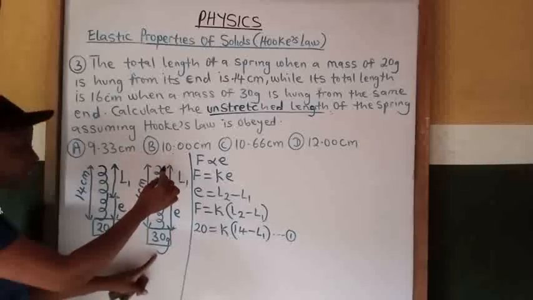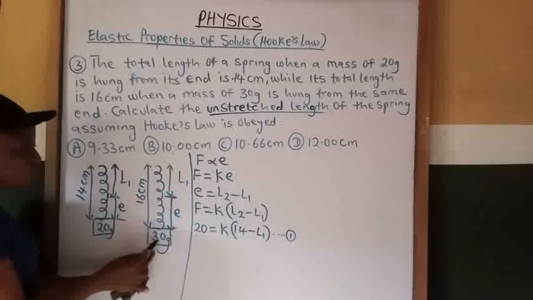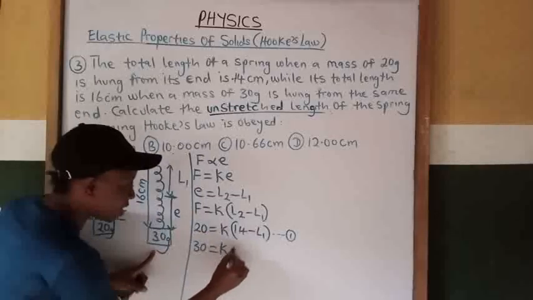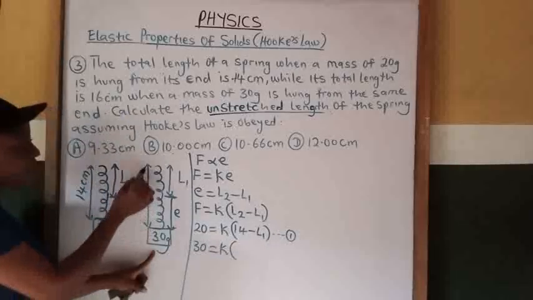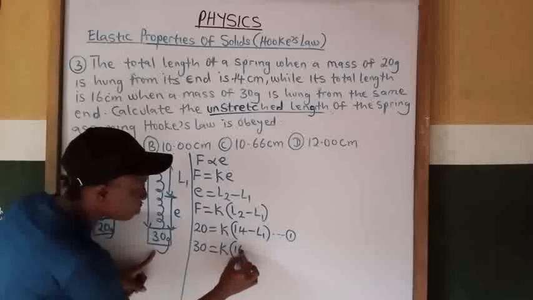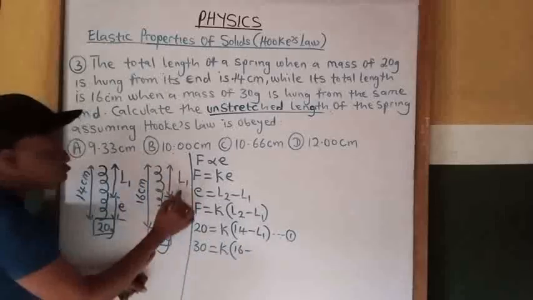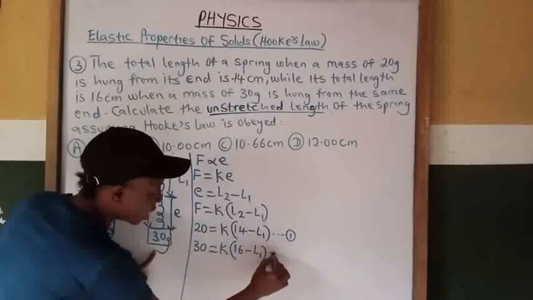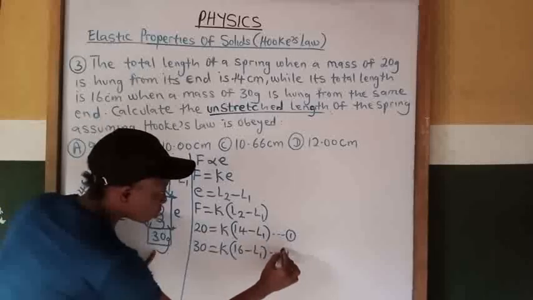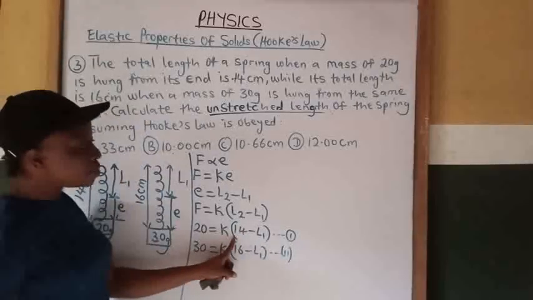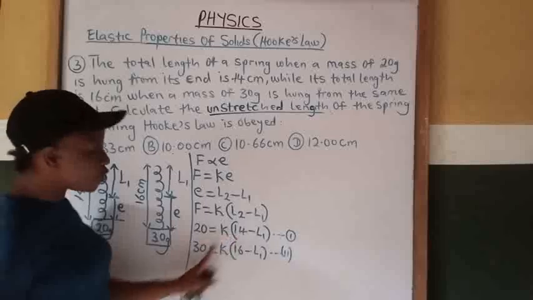Then for the second diagram, our mass, which is the same thing as force, is equal to 30. So 30 = K into bracket. The final length, the total length, is 16. So that is 16 minus the original length. We don't know the original length of the spring, so that is 16 minus L1. Let's call this equation 2.